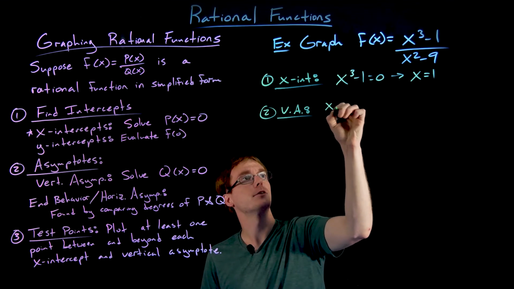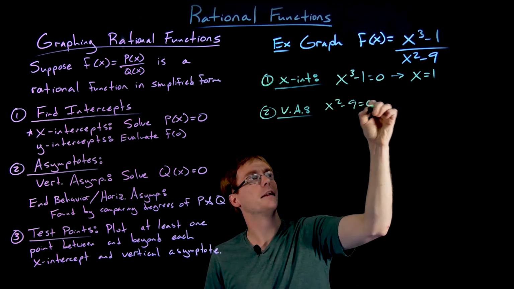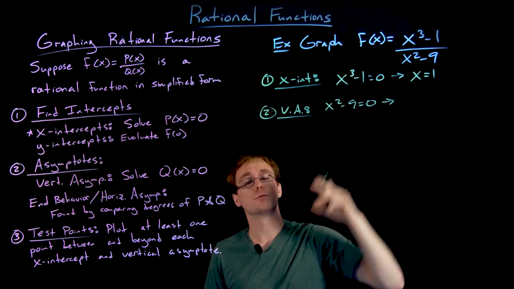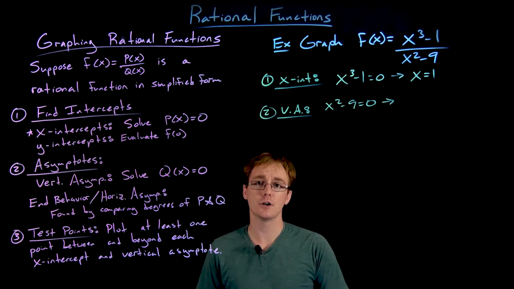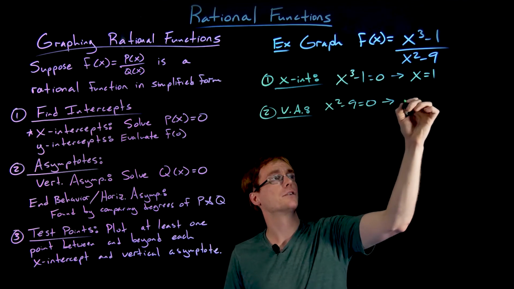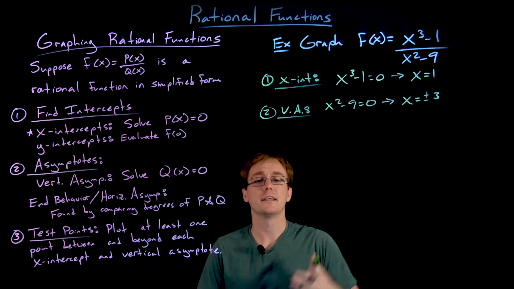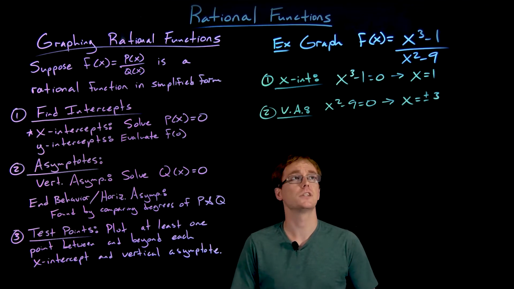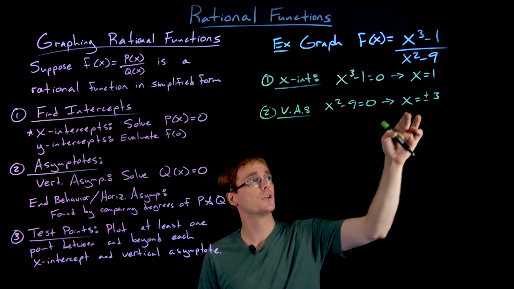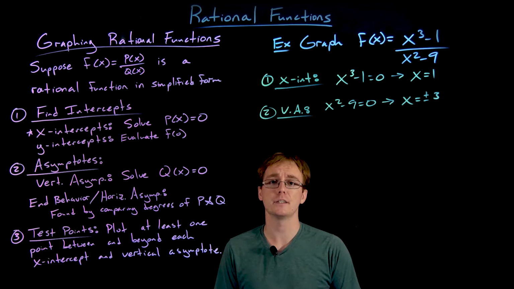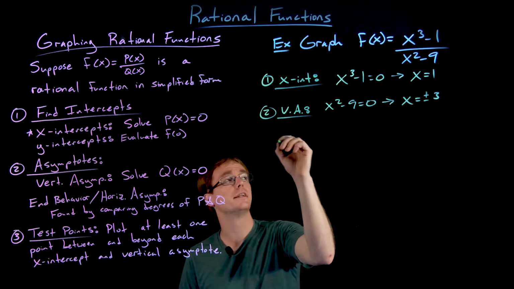Remember, the vertical asymptotes occur when we get division by 0, which happens when our denominator is equal to 0. So when is x squared minus 9 equal to 0? We can factor or add and take the square root, but we'll find two solutions here. We have two vertical asymptotes, one at x equals positive 3 and another at x equals negative 3.